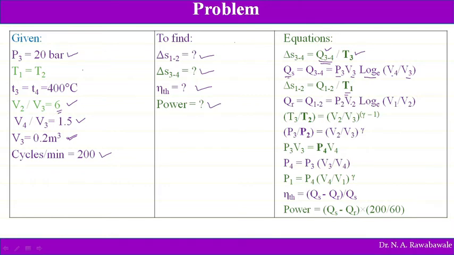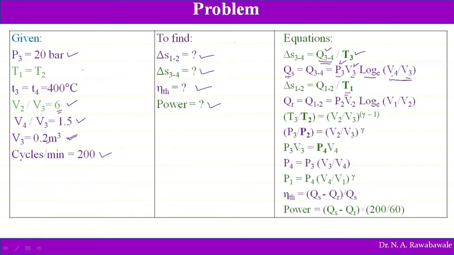So now we must see what we know and what we do not know. To find out the change in entropy during process 3 to 4, we must know P3. P3 pressure is known. Volume V3 we must know. V3 is also known, which is given in the problem. Now V4 divided by V3, this ratio is given as 1.5. So everything in the heat supplied equation is known, and directly we can find out the heat supplied.